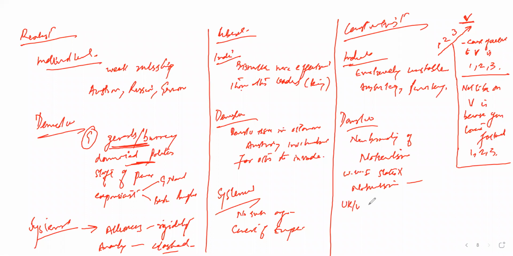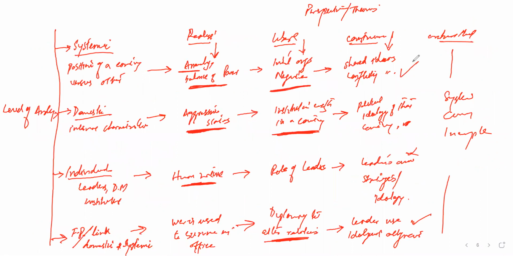UK, US, followers of liberal internationalism. On the contrary, Germans, Austrians, they believed in imperialism, they believed in expansions. So this new branding of nationalism at the domestic level is also a reason. And then at the systemic level, we would again go back to the chart. At the systemic level, shared ideas versus conflicting ideas.